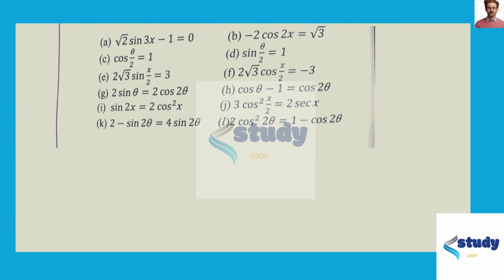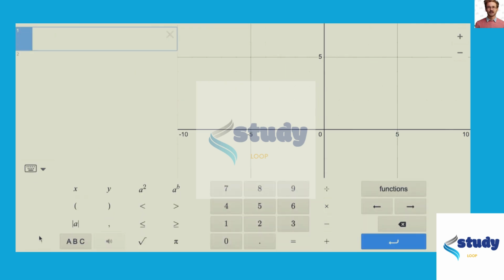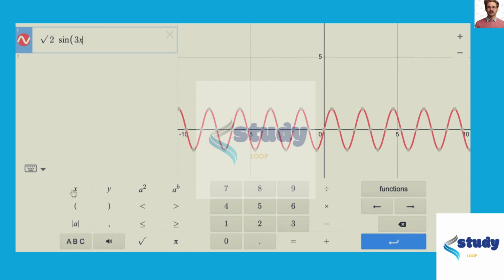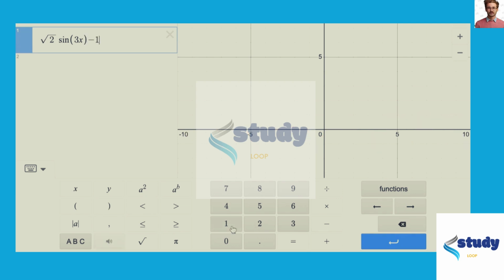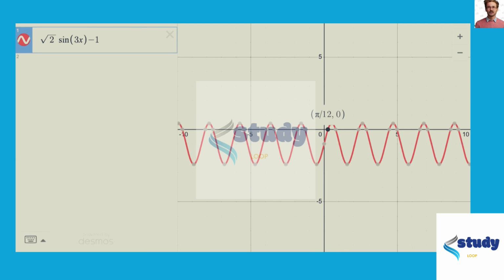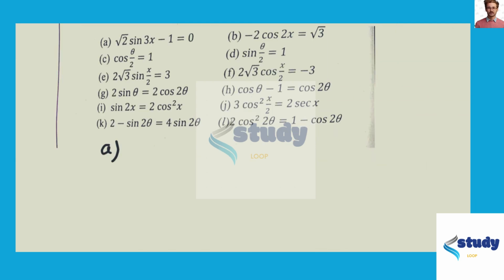So let's do A. Here's what I mean by this if you're not familiar. You can do the square root of 2 sine 3x minus 1. We want to know when it is equal to 0. Well, that's when it crosses the x-axis, at pi over 12 is the first one.